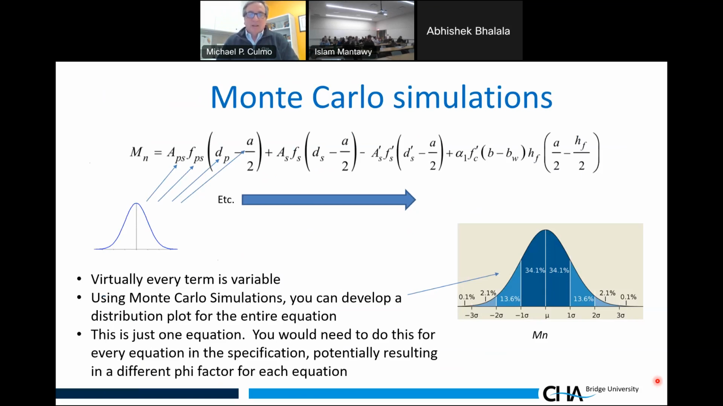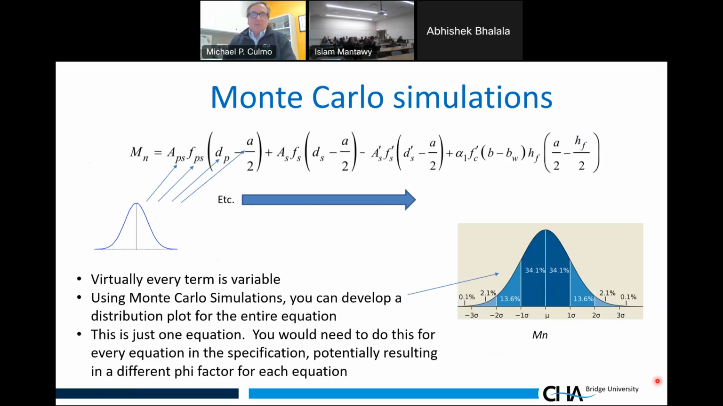variable. In other words, the area of steel, A sub S, if I took 1,000 reinforcing bars and measured the area, you'd get a bell curve. They're not all exactly the same area. Same thing with the yield stress. F sub S is the yield stress of the bar. Again, if you took 1,000 samples of rebar and you tested the rebar, you would find there's a bell curve. So every variable in this equation is a bell curve. So that means every variable is variable.